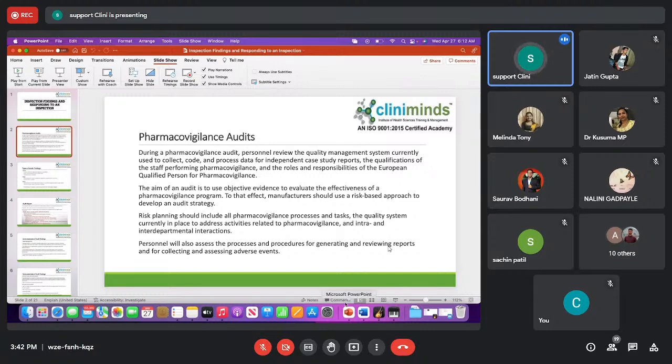So that's what it says over here. It says that the person will review the quality management system, which is used to collect, code, and process data for individual case study reports, the qualification of the staff performing the pharmacovigilance, and the roles and responsibility of the European qualified person for pharmacovigilance.